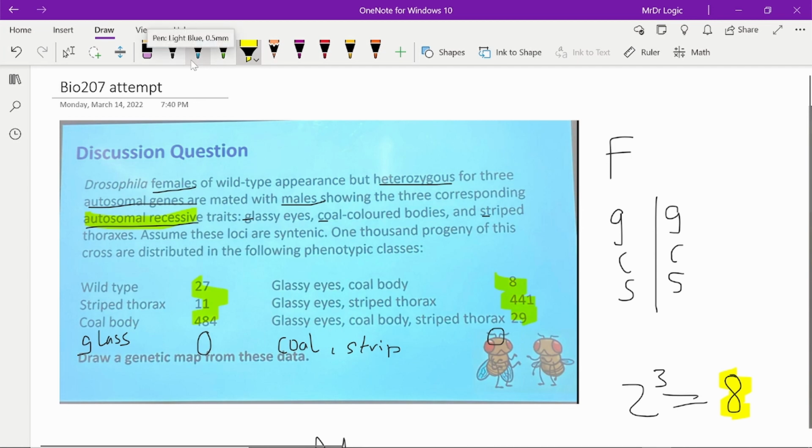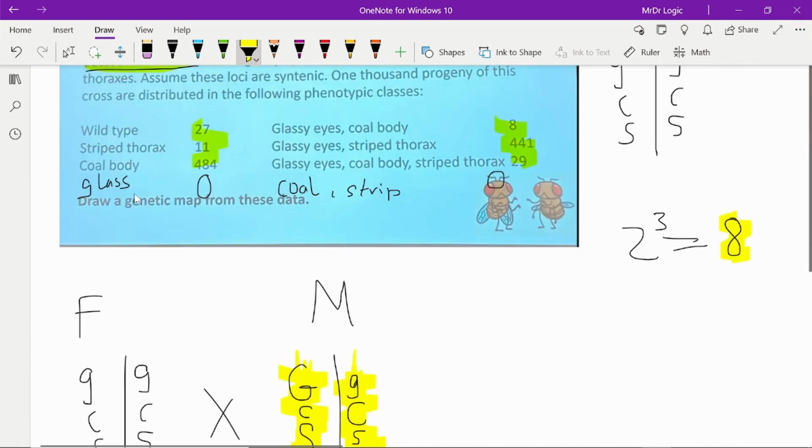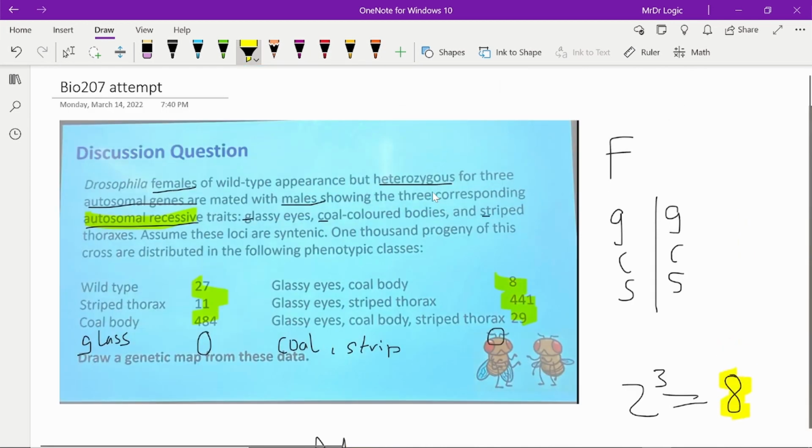This means that the recombinant should not happen. And in order for it to happen to the mother specifically, there's going to have to be a double switch in order for class or coal and stripe together to occur. This knowledge is going to come in handy when we're determining order 2 and what to avoid for order 1.